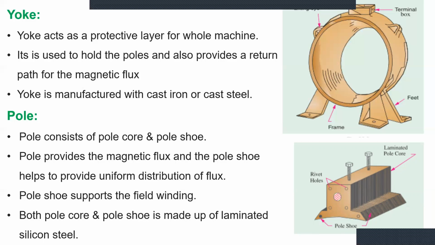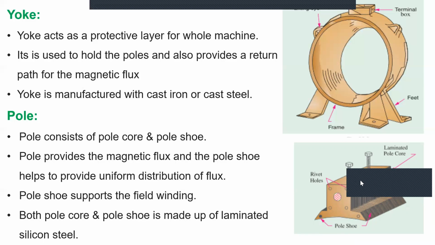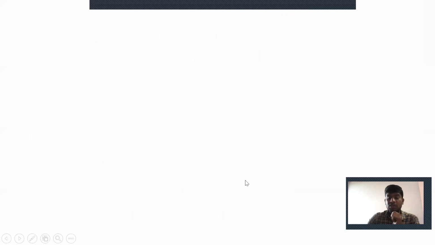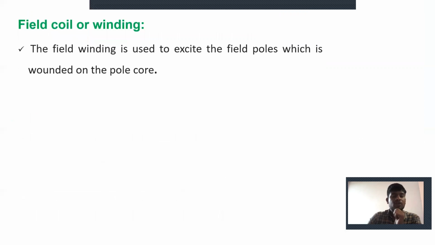So that's why the poles are placed like this. Okay, so the next one is going to be the field winding. The field coil or field winding is placed on the pole.